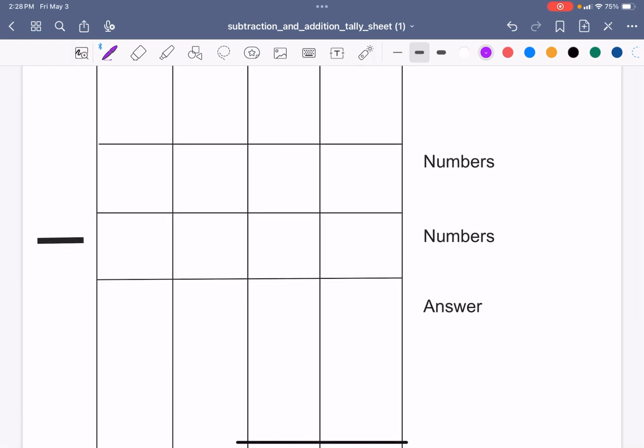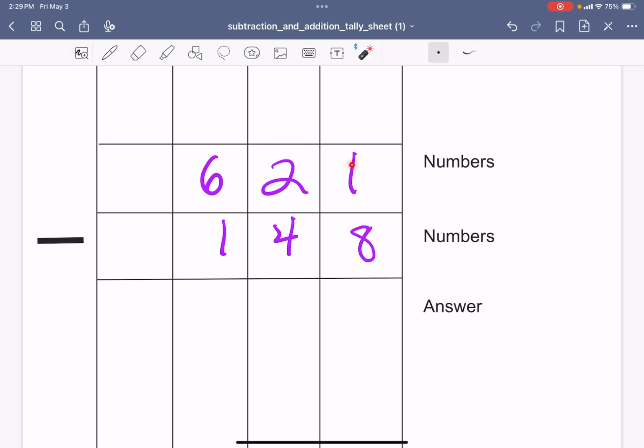Let's do 621 minus 148. We can't do 1 minus 8. So we're going to go next door and borrow from the 2. The 2 is going to become a 1. And then this 1 is going to become an 11. So 11 minus 8 is 3.